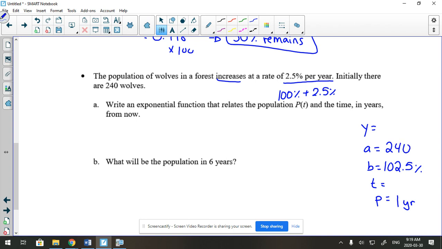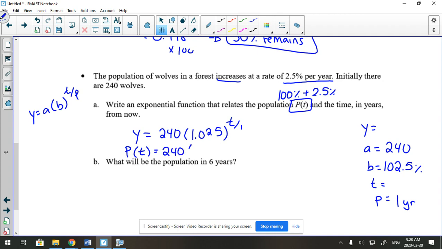So then it says write an exponential function that relates the population and time in years from now. So here's the standard form of it. So we can write it out. We know it's y equals 240. I'm going to change that percent to a decimal. And I don't know what T is, so I've just filled in what I know. And they did kind of clarify they wanted the population as a function of P of t. So what that technically means is we could have written it this way. Instead of saying y, I could have written it this way. And I don't have to put that over 1, so that could have been my final answer there.